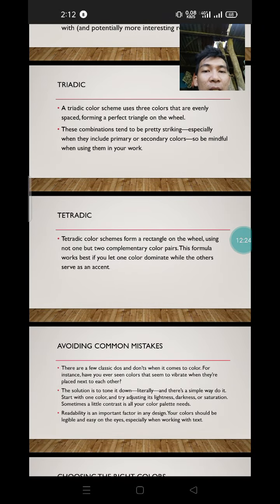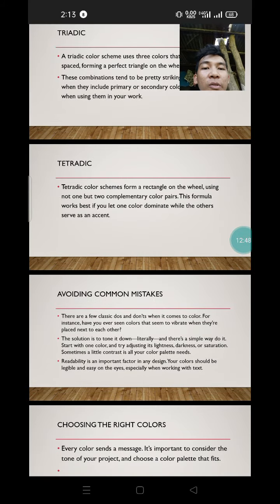Triadic. A triadic color scheme uses three colors that are evenly spaced, forming a perfect triangle on the wheel. This combination tends to be pretty striking, especially when it includes primary or secondary colors, so be mindful when using them in your work.